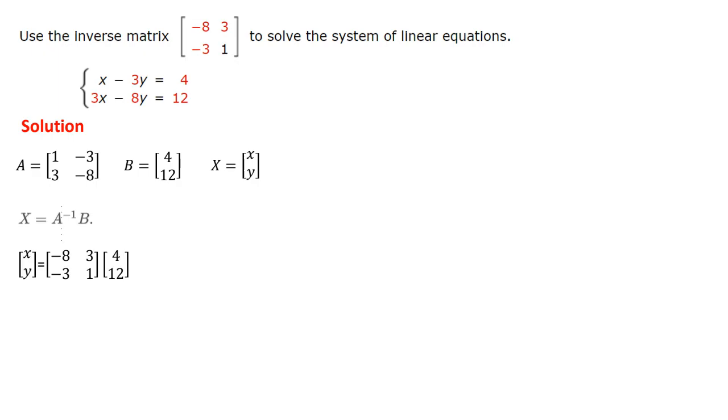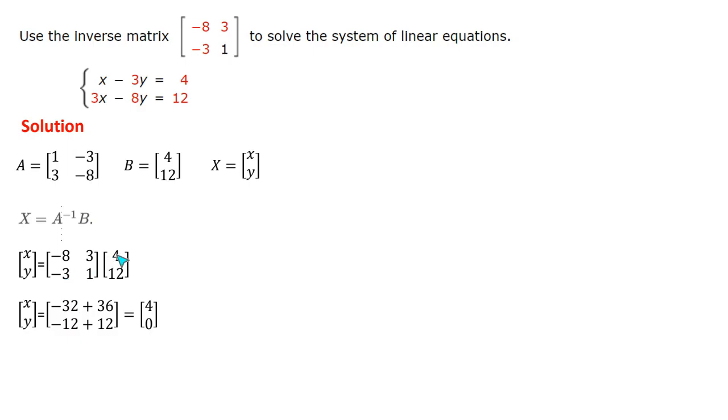And now what we want to do is set it up as X is equal to A inverse times B. So here's my variable matrix. My inverse, they give it to me, which is up here, -8, 3, -3, and 1. And then I have my B. And so what we need to do is multiply. So -8 times 4 is -32. 3 times 12 is 36. So that gives me 4.